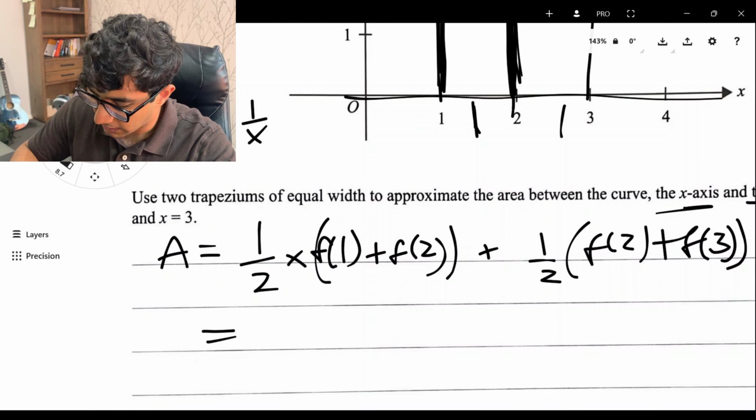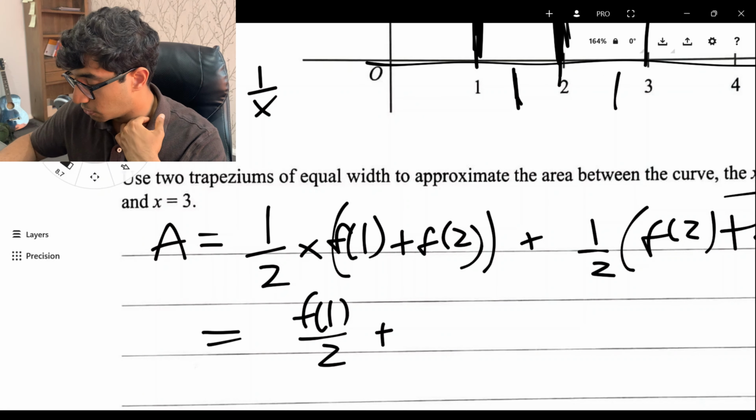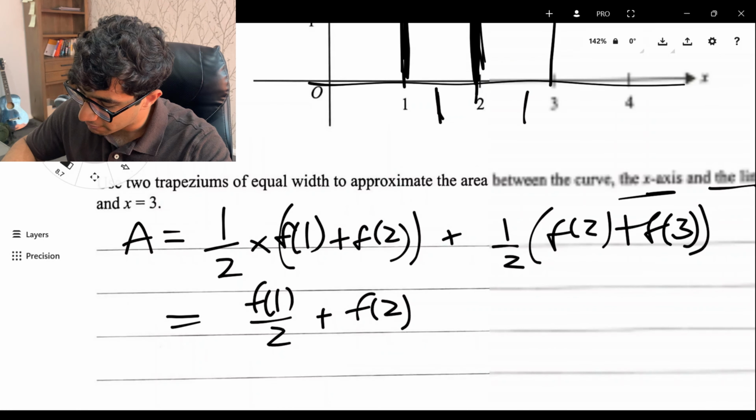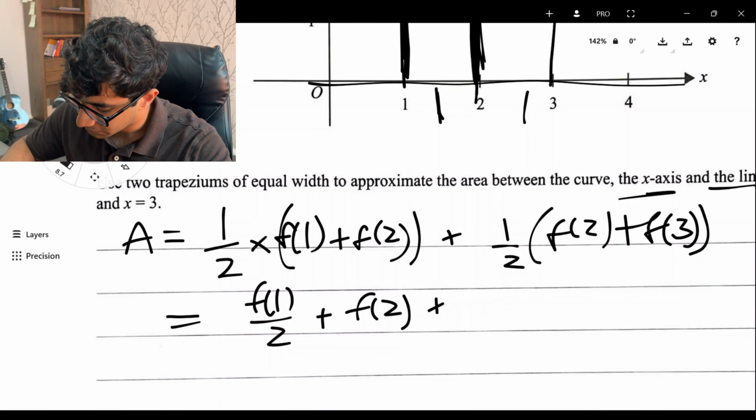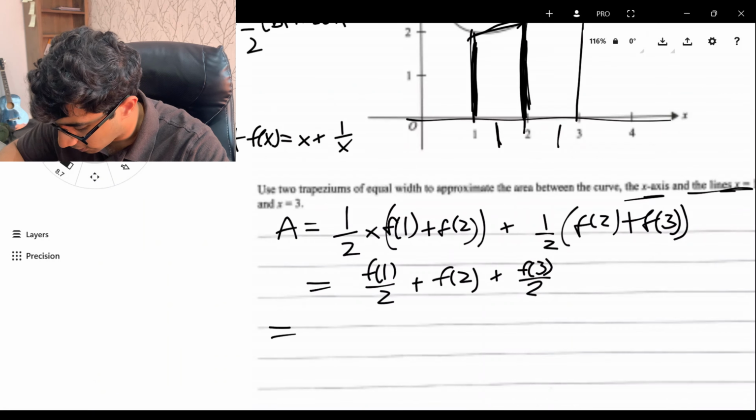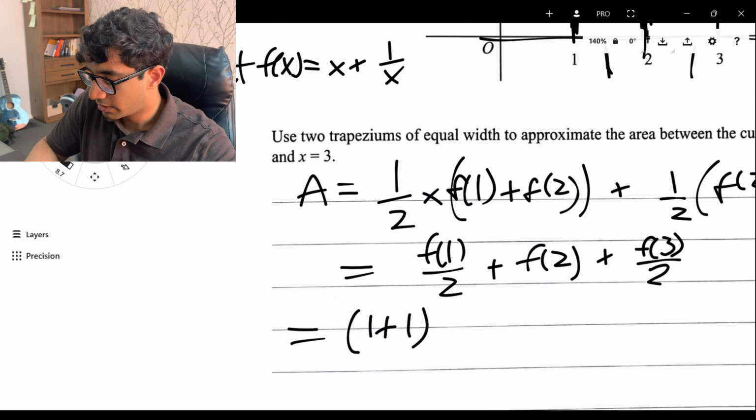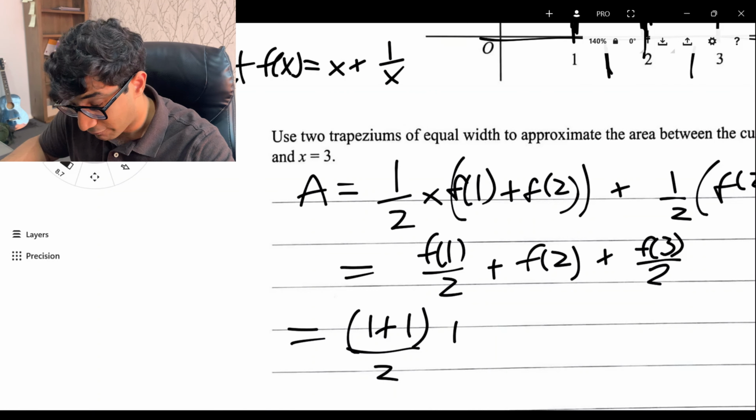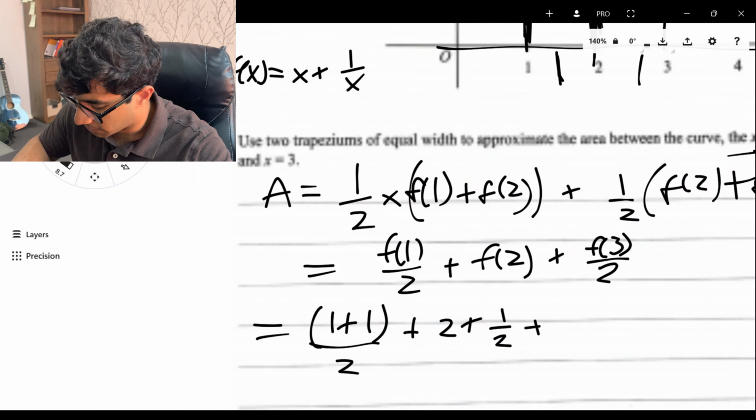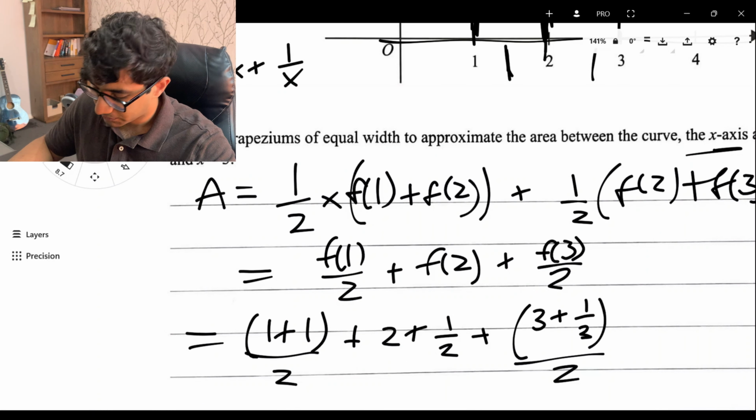Now I'm just going to expand this out and simplify it. So you'll have f of 1 over 2 plus f of 2 over 2 plus f of 2 over 2, so just f of 2. Plus 1/2 of f of 3, so f of 3 over 2. And now our job is just to fully expand that out. So we have 1 plus 1 over 1, which is just 1, divided by 2. Plus f of 2, which is just 2 plus 1 over 2. Plus f of 3 divided by 2, so 3 plus 1 over 3, divided by 2.